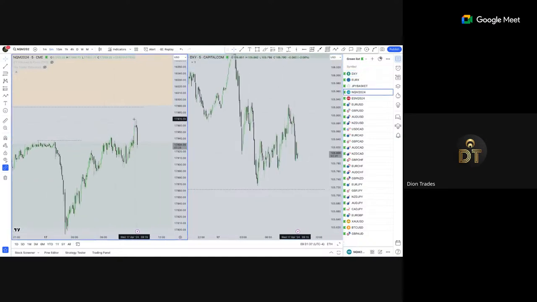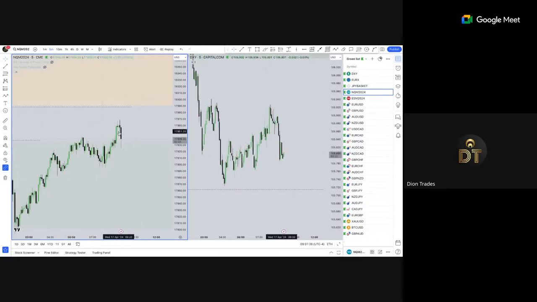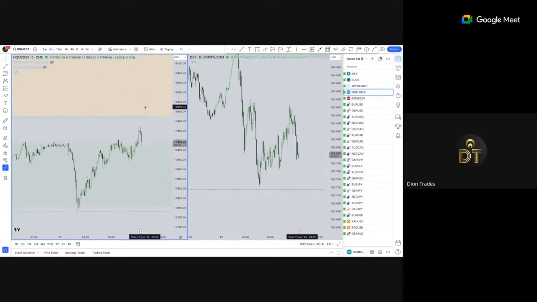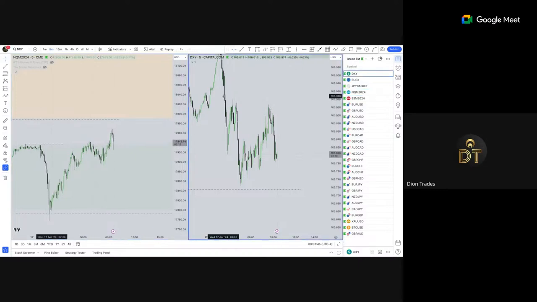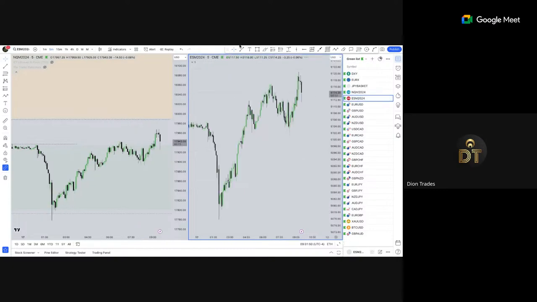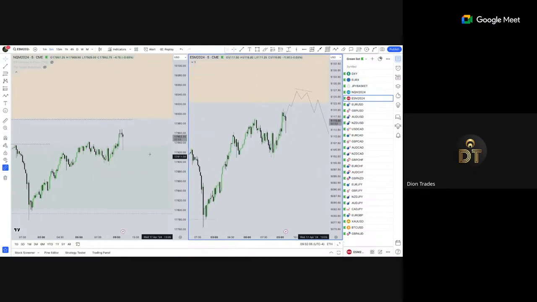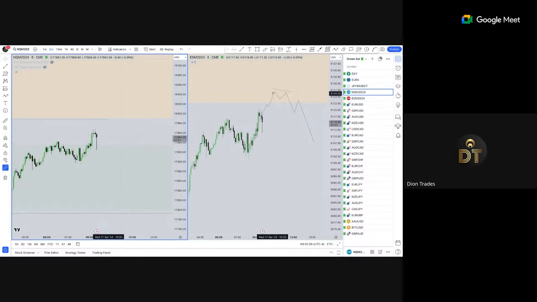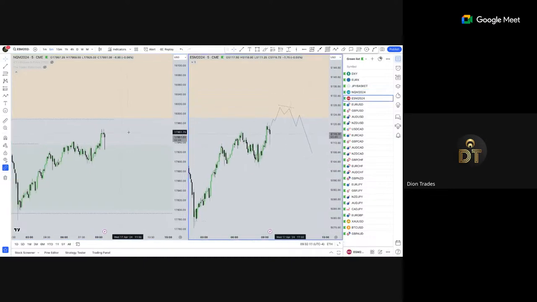Okay, it's the market open, so expect some volatility at the open. Still waiting for the daily CB to hit. And just waiting for that SMT on the indices for a setup.